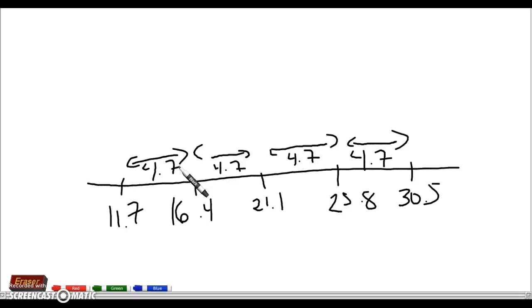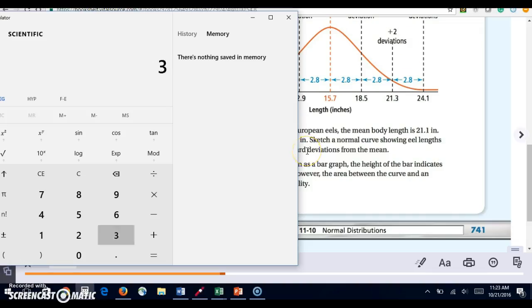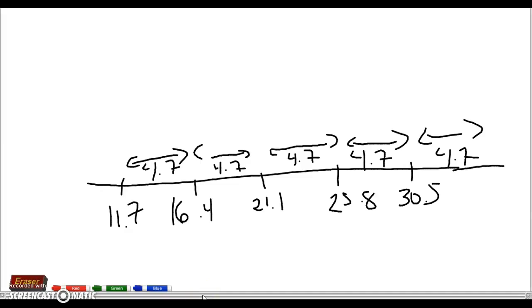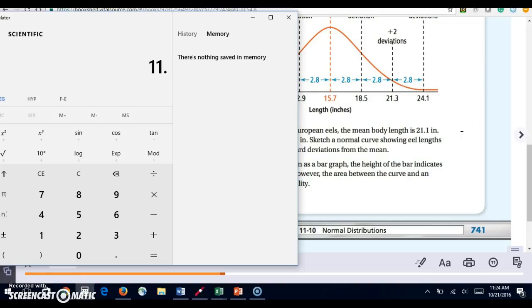Okay. And one more time, because we want to do it 3 times. So 30.5 plus 4.7 is 35.2, sorry. And then here, subtract. So 11.7 minus 4.7 gives me 7.